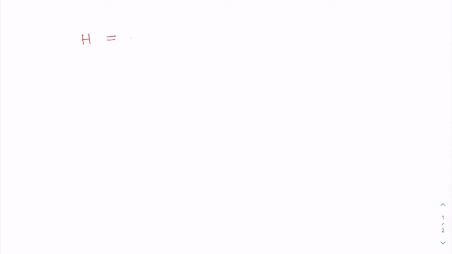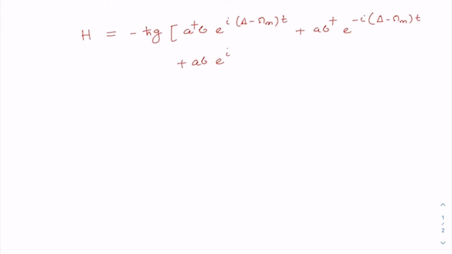In the last class, we wrote down the linearized Hamiltonian in the absence of noise and damping as follows: minus h cross z times a dagger b e to the power i (delta minus omega m) t, plus a b dagger e to the power minus i (delta minus omega m) t, plus a b e to the power minus i (delta plus omega m) t, plus a dagger b dagger e to the power i (delta plus omega m) t.